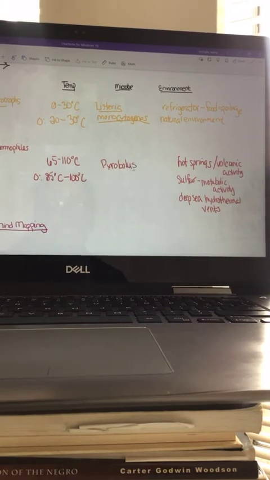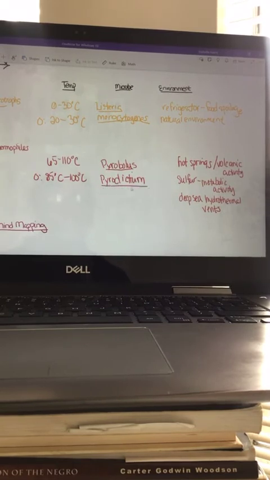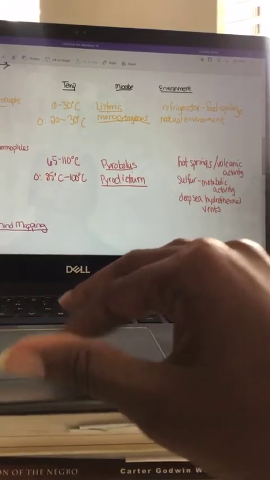An example, we have pyrobolus. And another one is D-I-C-T-U-M-I-U-M. Okay, there's an I right there. And an M. So that is another one, pyrodictium is another microbe that is a hyperthermophile.